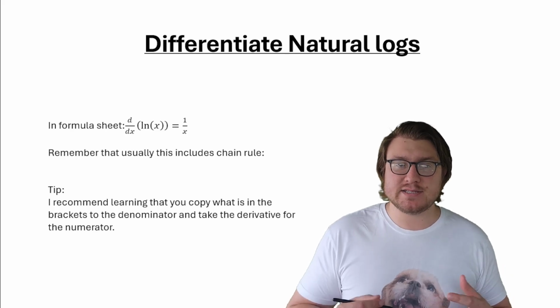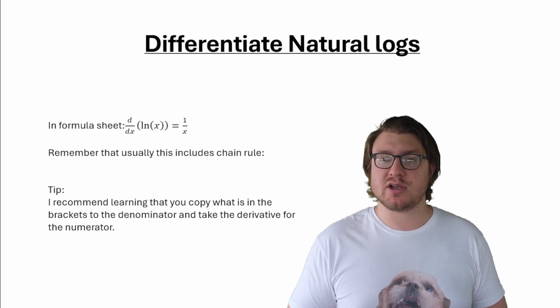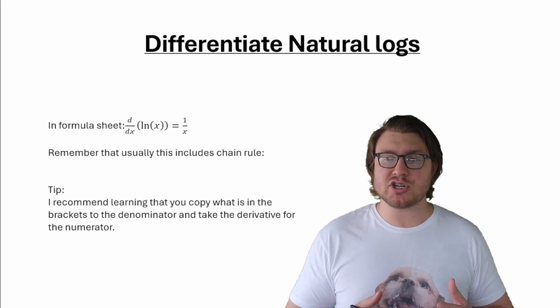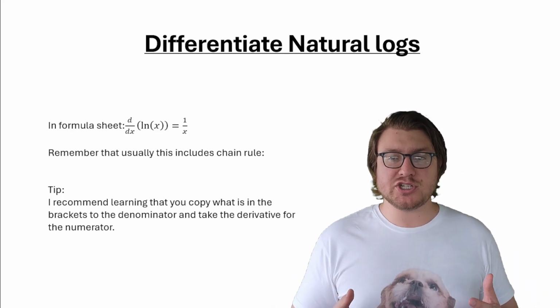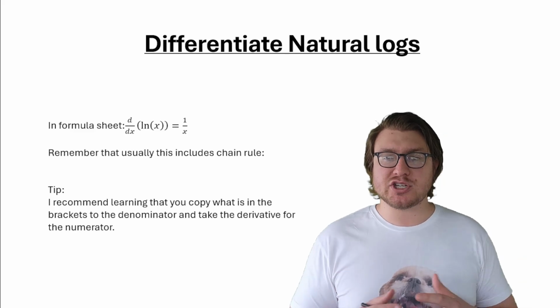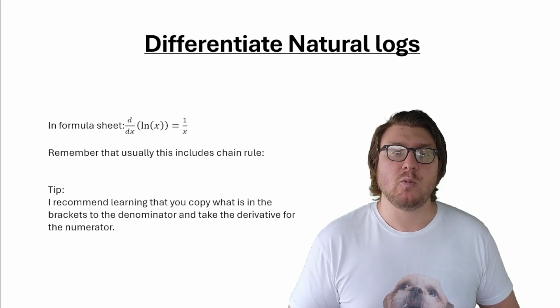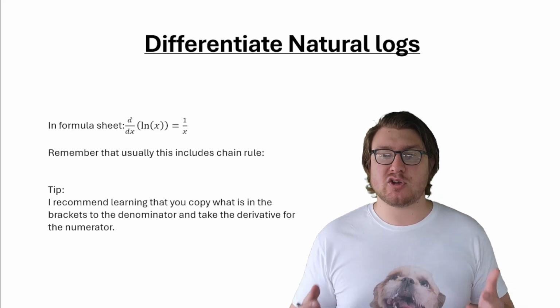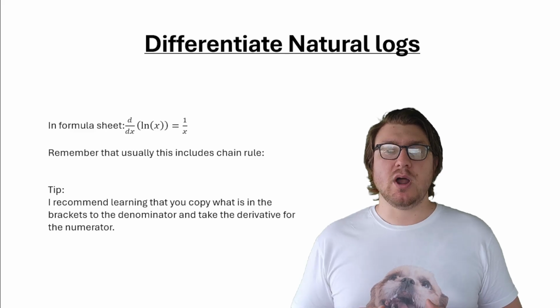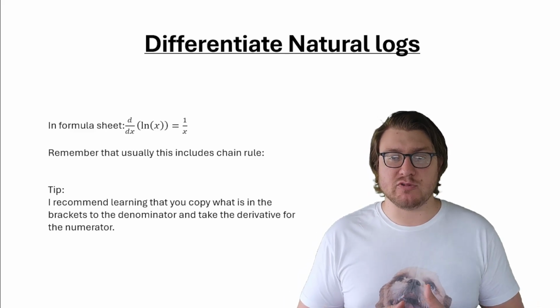The next part is differentiating natural logs. So in order to differentiate natural logs, we can have a look at the formula sheet, which tells us natural log differentiated is 1 over x. But again, in the formula sheet, x could be anything. So we need to remember the chain rule.